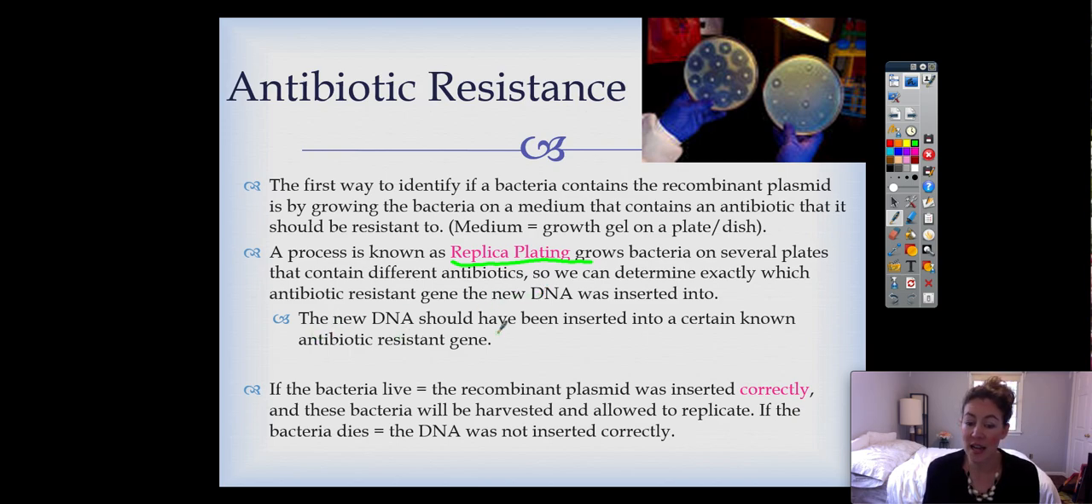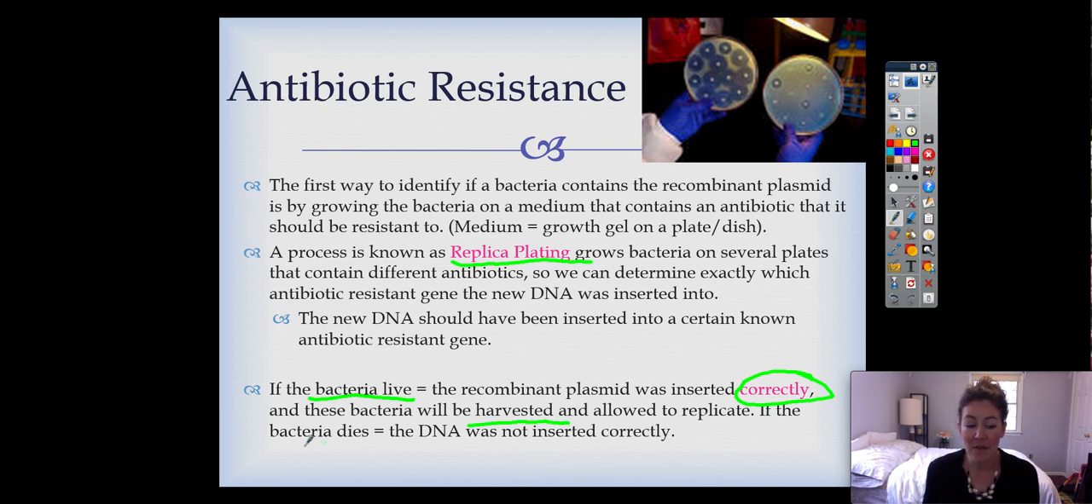So again, the new DNA should have been inserted into a gene that scientists know about. If it's in an unknown gene, scientists aren't going to know how to identify it. So if bacteria live, the recombinant plasmid was inserted correctly. Most important. And these bacteria would then actually be harvested by the scientists. They would take them off the plate and allow them to reproduce and reproduce to make whatever medicine they wanted, or whatever the gene was that they inserted into that plasmid.